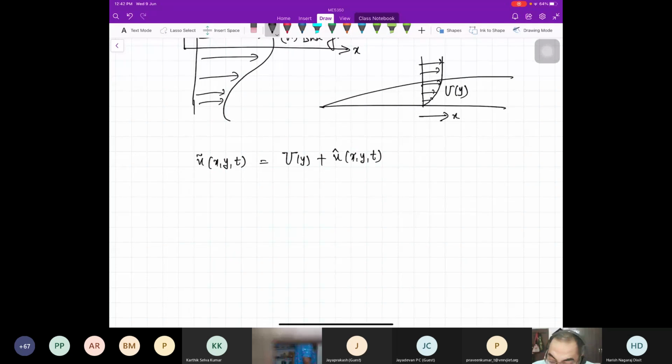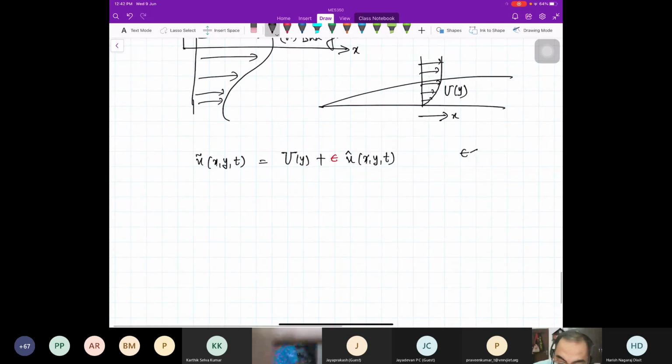If you want to be more precise, let me do it in a more rigorous way. We'll put a small parameter epsilon. Epsilon is very, very small. What does epsilon tell you? If epsilon is 0, then there is no fluctuation. I only have a mean flow, but I'm introducing a small perturbation to it. Similarly, I'll say v tilde, which is a function of x, y, and t.